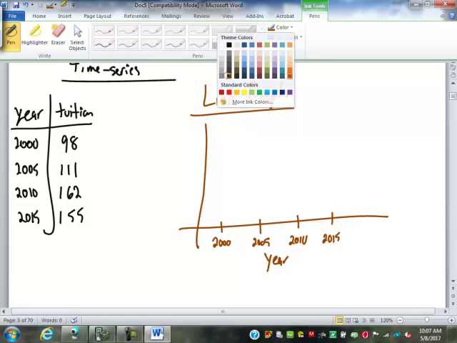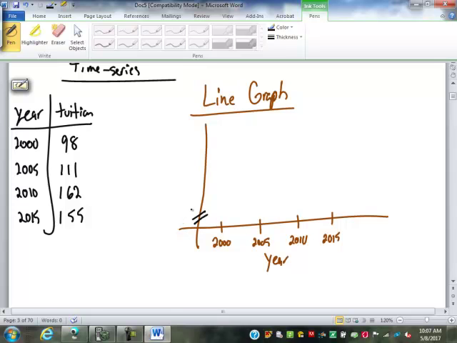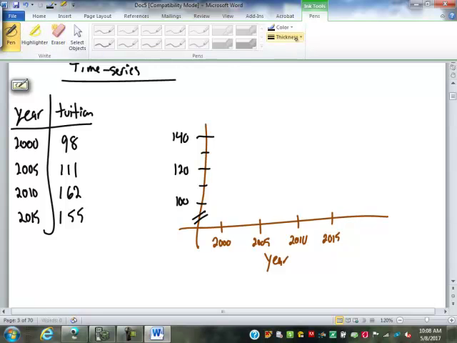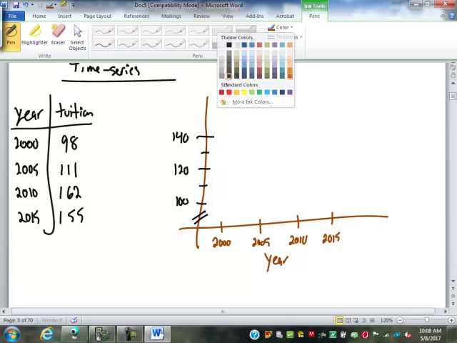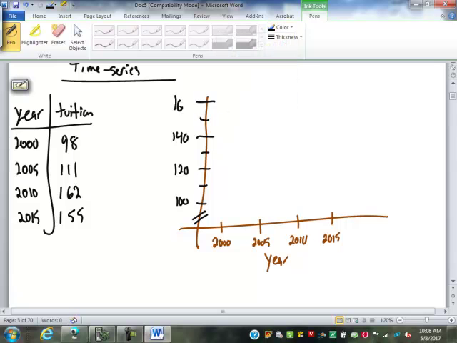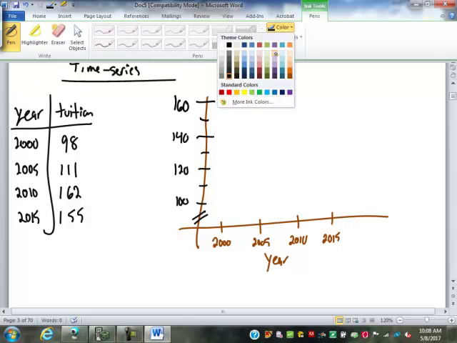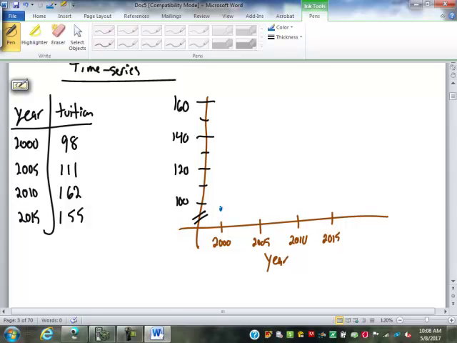Now to make this one a little more obvious, I am going to break that line. So I put that symbol in there saying I'm not counting from 0. And I'm going to start out at probably, well, I notice I'm leaving a little space underneath it. I'm going to number at 100, so the 98 is going to come in just below it. Give myself a little more clearance. So the 160 is going to come up just above that one. The 162 will be just above that. So here I'm going to graph in 2000, 98, so just below the 100. 2005 is a 111, so just above the 110. 2010, 162, so just above the 160. And 2015, 155.